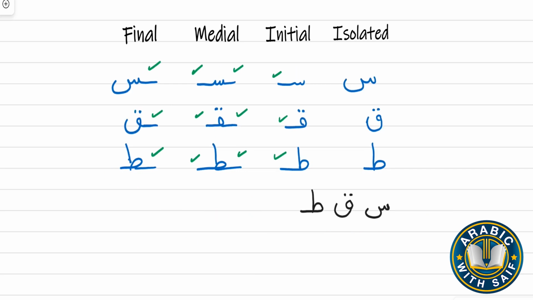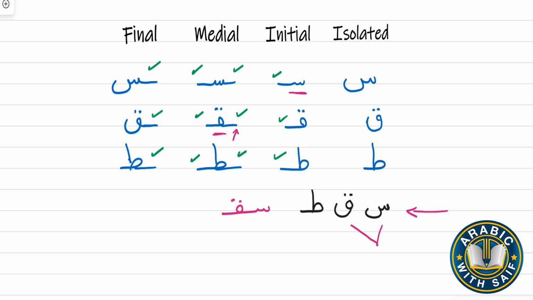Another word. Sin, Qaf, Ta. Let's connect these three letters. First, we will check the relation between Sin and Qaf. If Sin in the beginning of a word, it can connect to any letter after. And Qaf, middle form, allows to connect any letter before. So both will get connected.